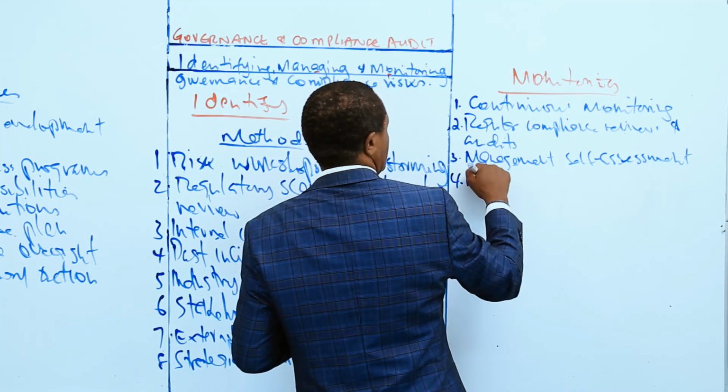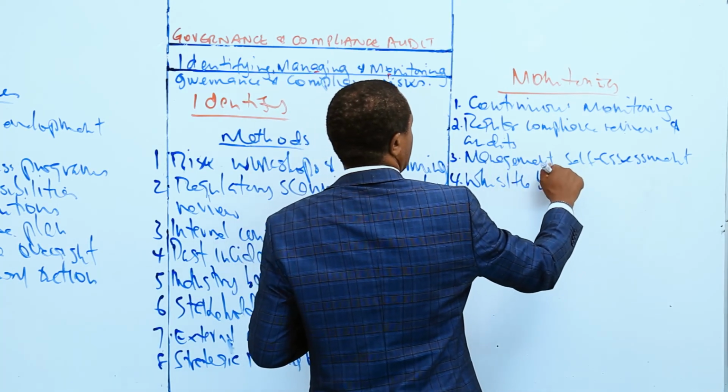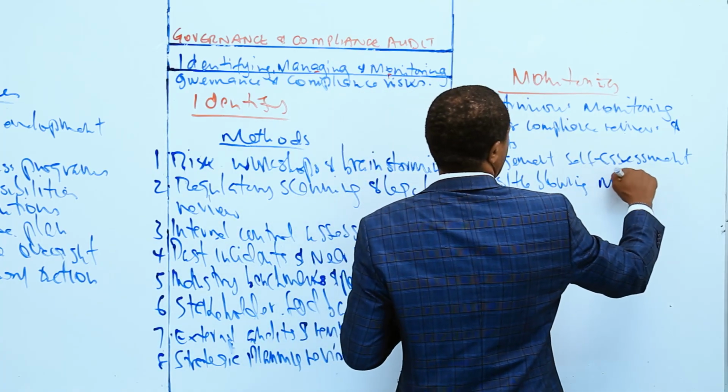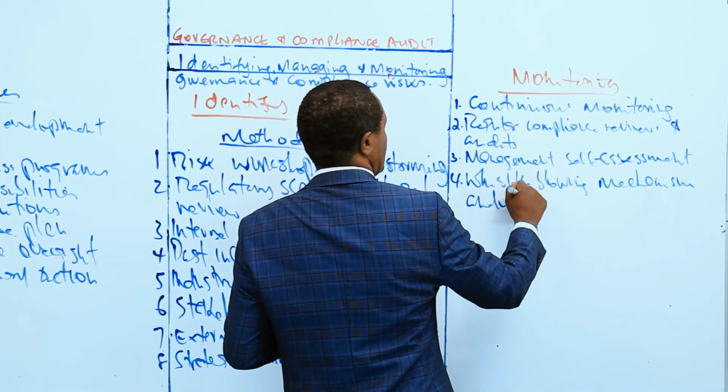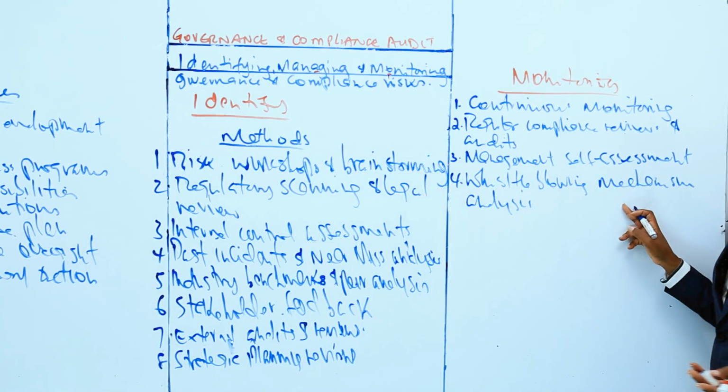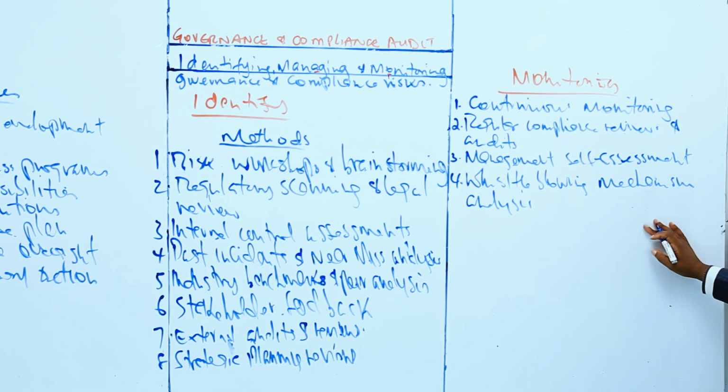4. Whistleblowing mechanism analysis. This means regularly reviewing and analyzing reports received through whistleblowing channels to identify systematic governance or compliance issues. For example, the company can choose to ensure the mechanism is accessible, is confidential, and also protects whistleblowers as per the Protected Disclosures Act or any relevant act.